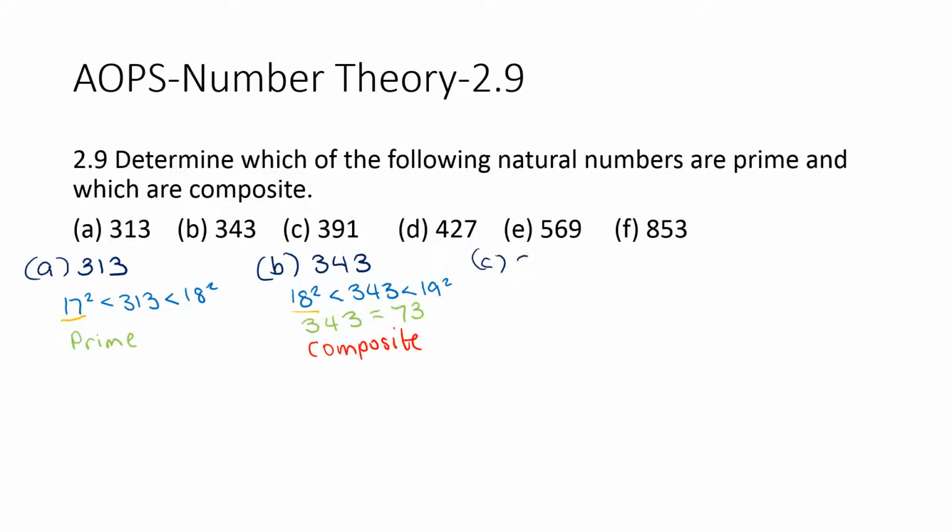C, 391. 391 is in between 19 squared and 20 squared. So we test all the prime numbers up to 19. And if we do that, we will find out that 391 is equal to 17 times 23. So 391 isn't prime, so it's composite.